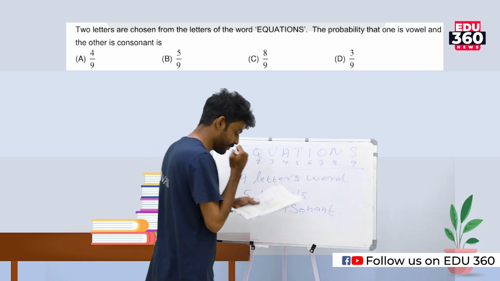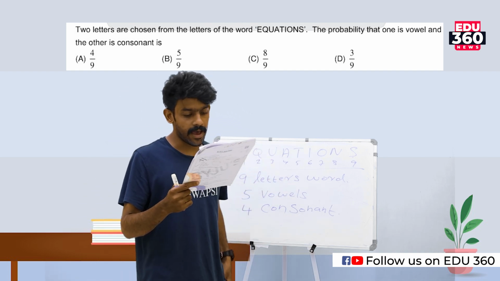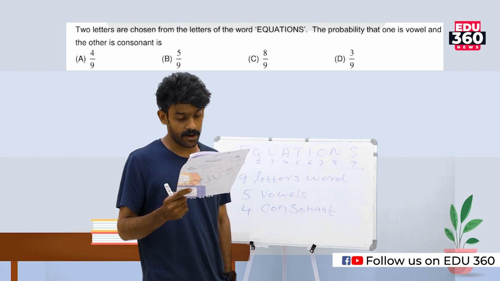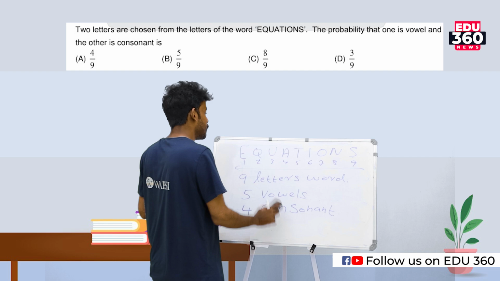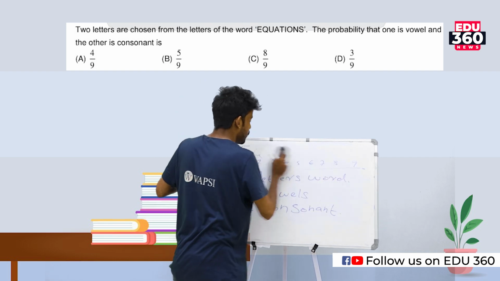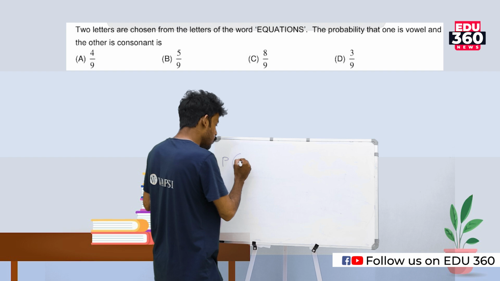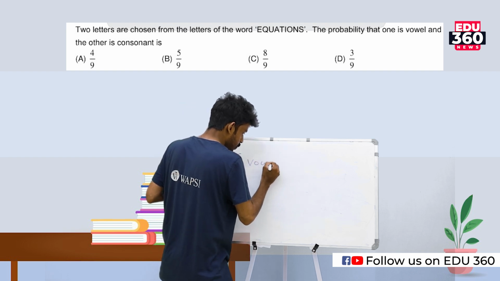There are 4 consonants. So the question is that we need to find the probability of one vowel and one consonant. So this is the question. In the next step, we can write it as the probability of one vowel and one consonant.